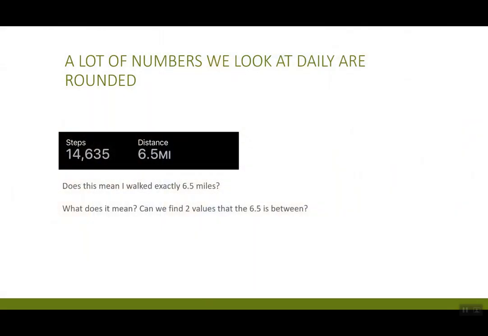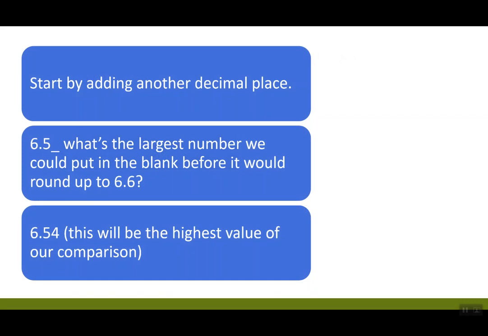Like this. Say that I looked on my fitness watch and it said I walked 14,635 steps that day, and that's 6.5 miles. Now, do I really think I walked exactly 6.5 miles? And can I kind of decide, well, what numbers did I walk between? So what we're going to do is look at what we can tell based on the value I already have, and we're just going to go one decimal place to the right.